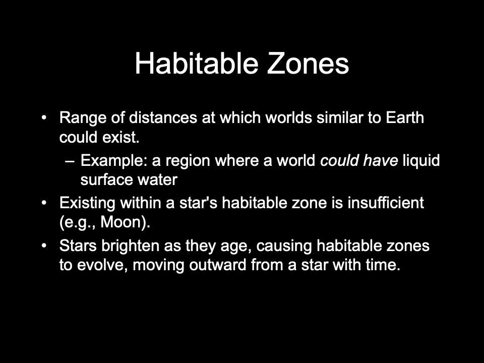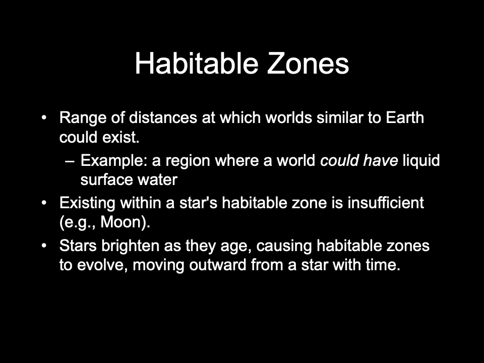Existing within a star's habitable zone just isn't enough. As you know, the moon is right next to us and it doesn't have liquid water stable on the surface because its gravity is too low for it to sustain an atmosphere. So, there are obviously other things that come into play other than just distance from the star, but distance from the star is where we start.